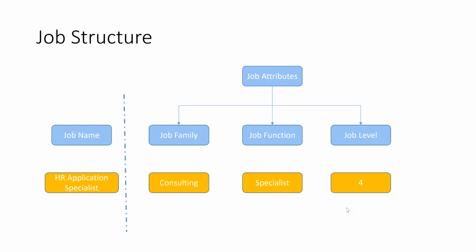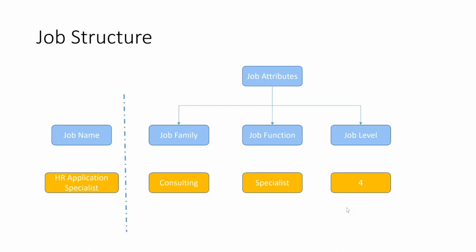Since we do not have flex fields here, we cannot create segments in the job. Instead of that, Oracle has done a market study of how most of the clients want their jobs to be, and after that they have given various attributes to the job page. So you can use those attributes if you feel, or you can just give the job name and continue with that. Now, the job attributes are like job family, job function, and job level.